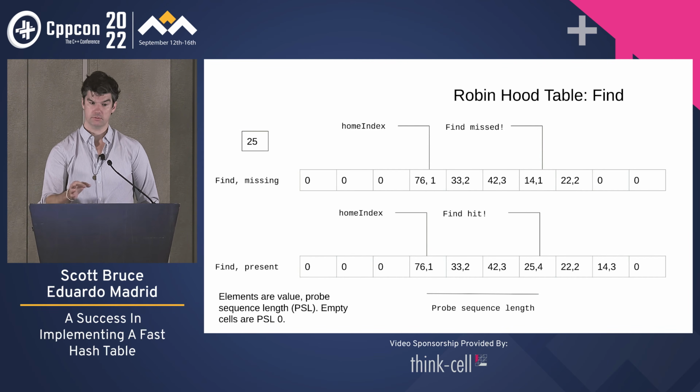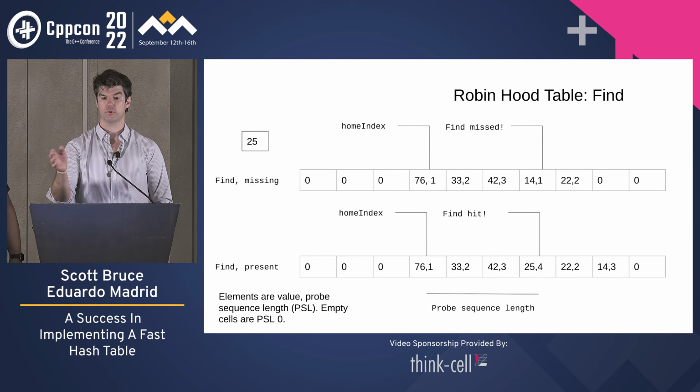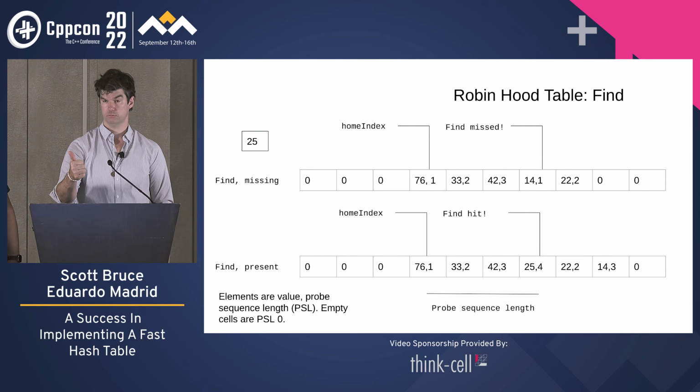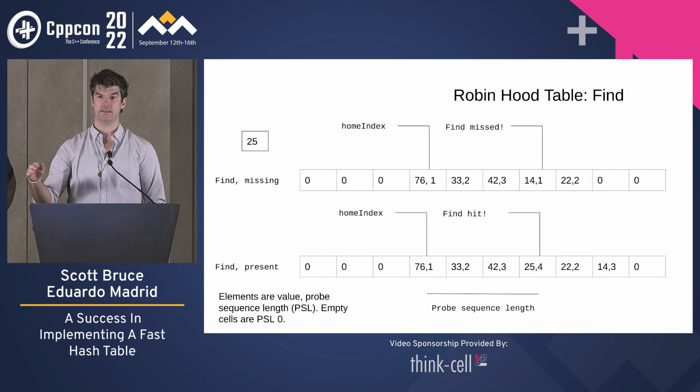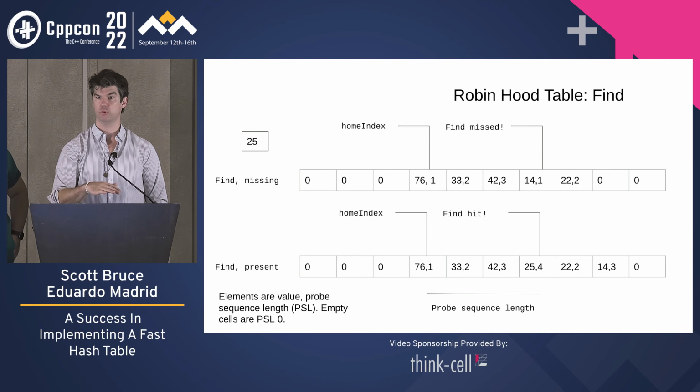If you're doing a find, the procedure works exactly as before. If the item is missing, you start looking at your home index, and you compare elements until you find either the element you are looking for or a probe sequence length that is richer than yours. The moment you see someone richer, you know that the find terminates, because if you would have been in the table, you would have been there. You will be nowhere else.